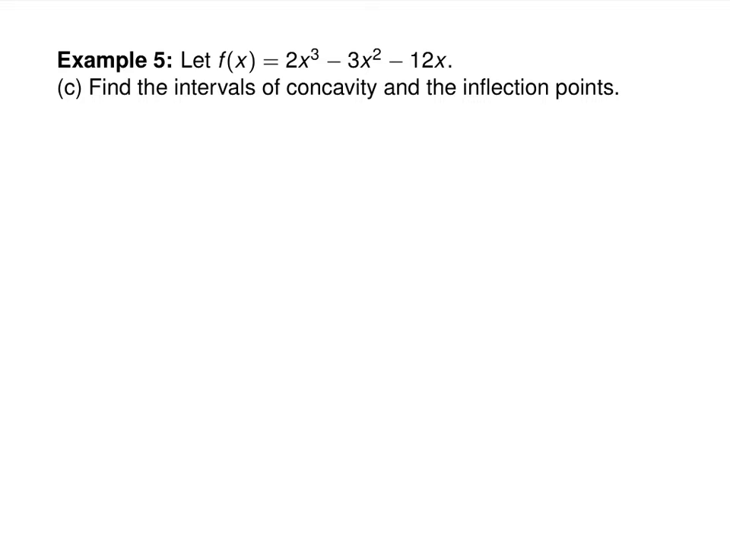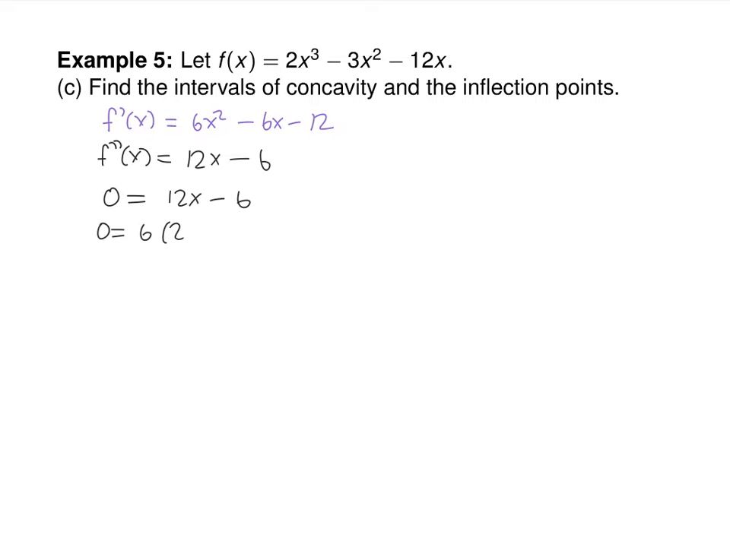The second derivative. So f prime of x was equal to 6x squared minus 6x minus 12, right? So what's the second derivative? And we're going to figure out where that thing's equal to 0, which you can solve the traditional add 6, divide by 12 way, or you can factor out a 6. So where's that equal to 0? Just one place, 1/2.